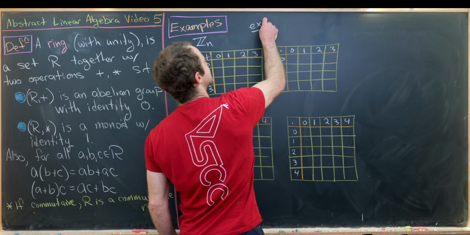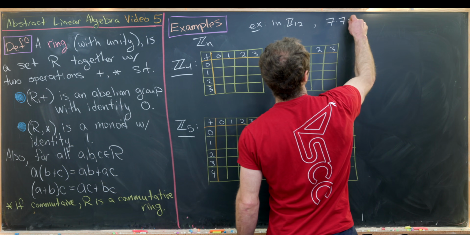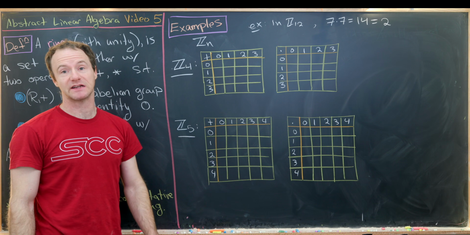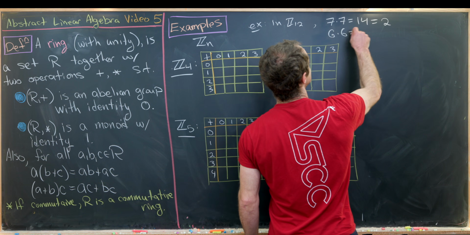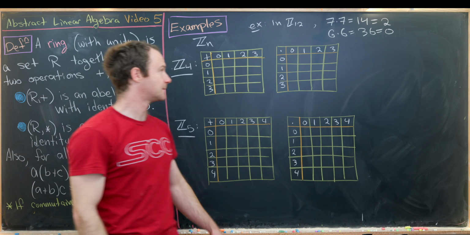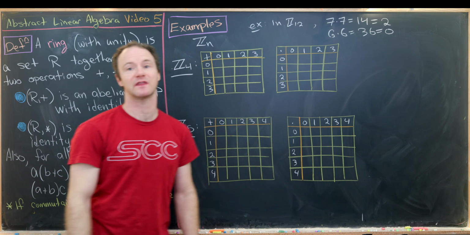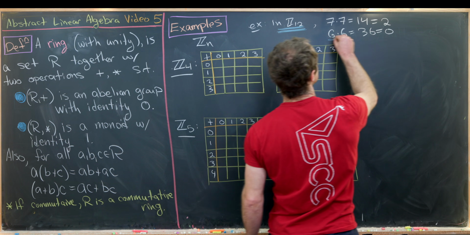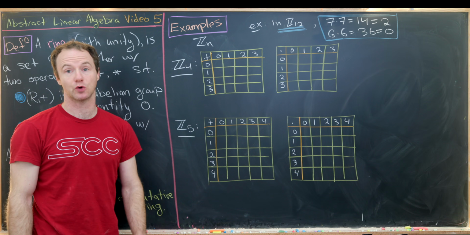So let's see, for example, in Z12, if we took 7 times 7, that's equal to 49, which is equal to 1. Whereas if we do something like 6 times 6, we'll get 36, which is equal to 0, which is actually pretty interesting because we took two elements that were not equal to 0, multiplied them, and got something that was equal to 0. Let's really point out here that we're working in Z12. So this is obviously not true in the integers. It's true in the integers modulo 12.